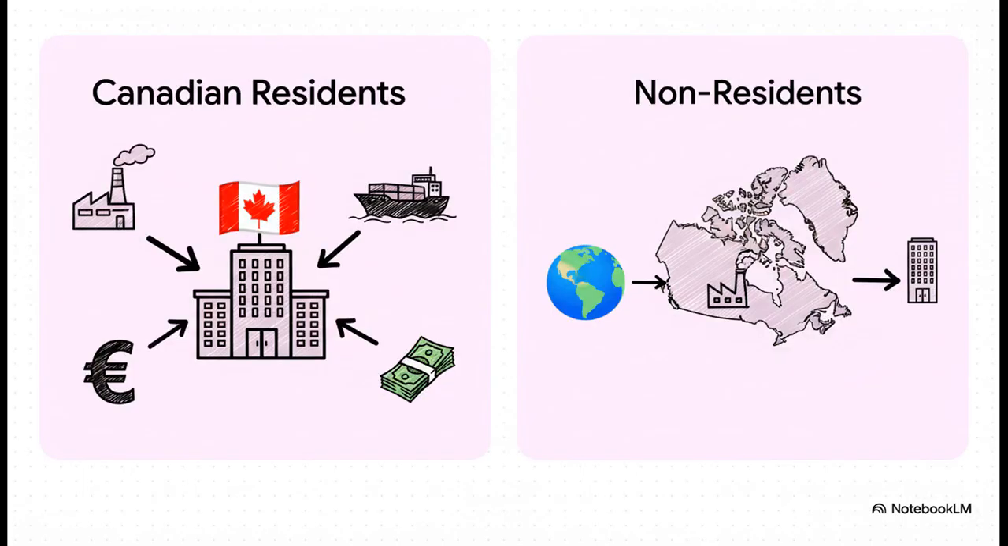Okay, the single most important distinction in the entire Canadian tax system boils down to this. Are you a resident or a non-resident? It's that simple. If a corporation is a Canadian resident, it's taxed on its worldwide income, everything. But if it's a non-resident, it's only taxed on income it earns from Canadian sources. This one difference shapes every single decision that follows.